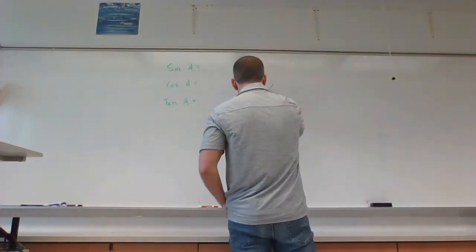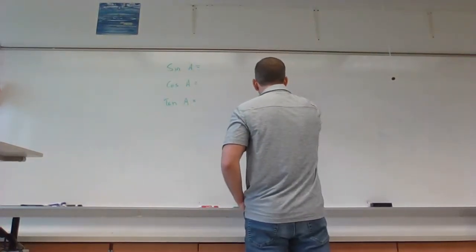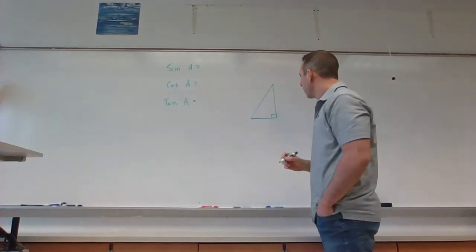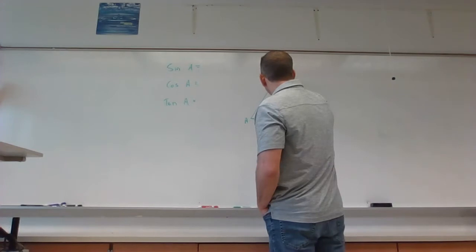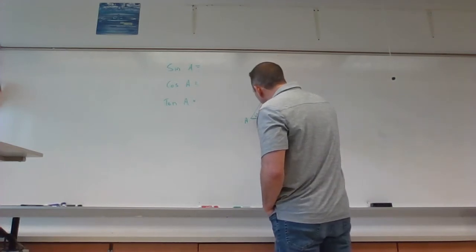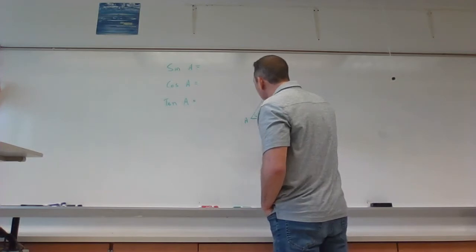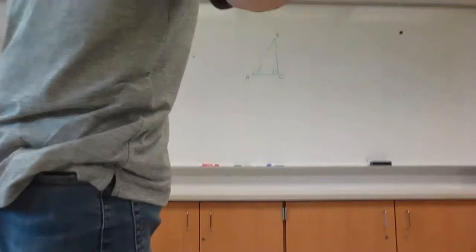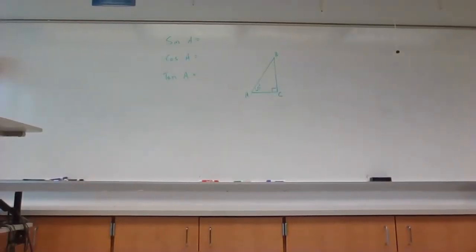So I'm going to draw a right triangle, and we're going to relate it to last unit. Here's angle A, here's angle B, here's angle C. This angle right here is 60 degrees. And we're going to find the sine, cosine, and tangent of angle A.